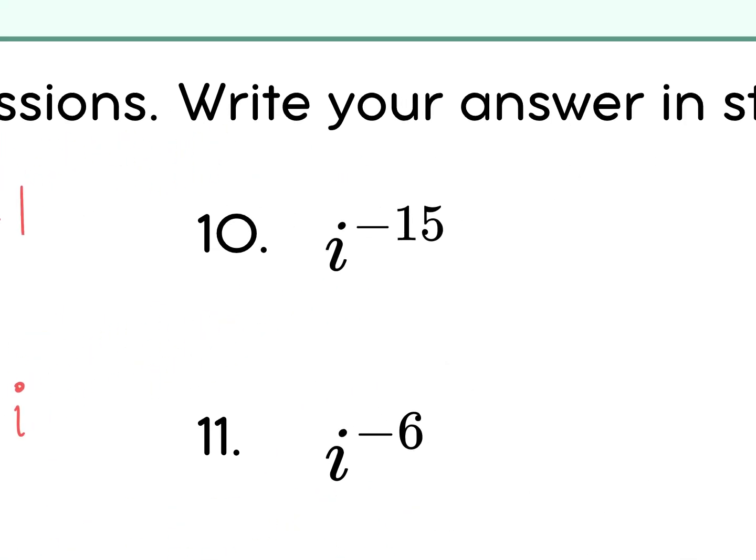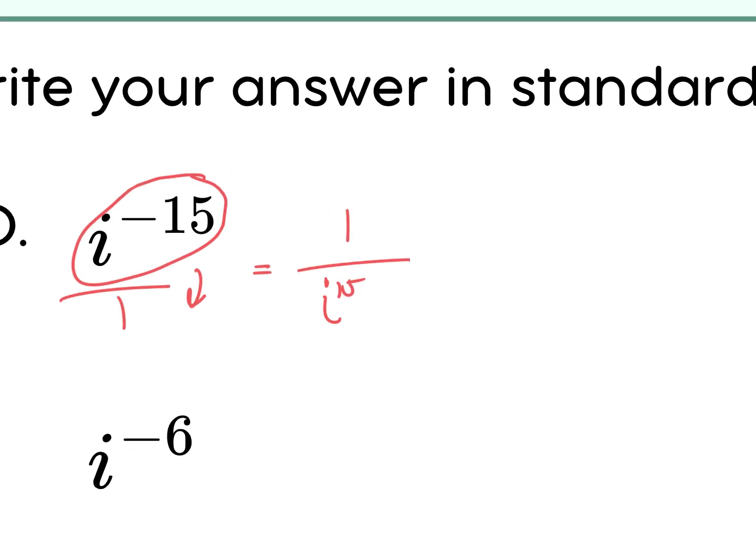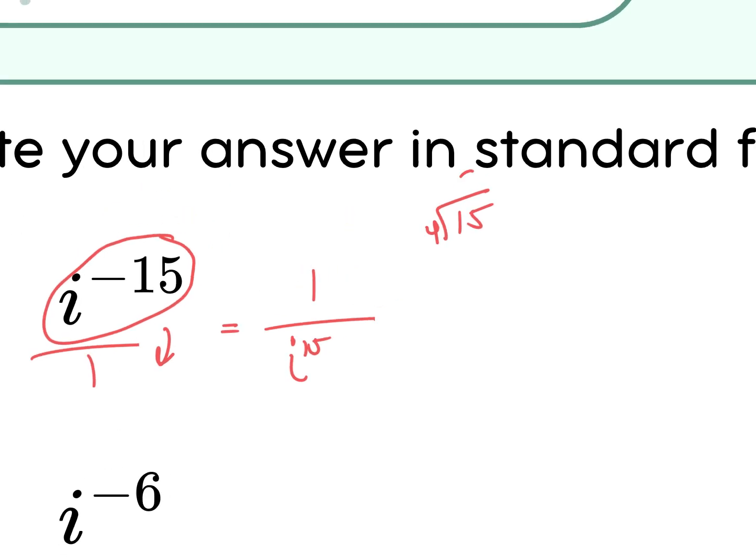What do you guys notice about this one? What does a negative exponent mean I need to do? Put it under a denominator. Perfect. We can't forget our rules here. So this just becomes 1 over i to the 15th power. So take your exponent and divide it by 4. How many times does 4 go into 15 without going over? 3 times, right? So 3 times 4 is 12. What's 15 minus 12? 3. So that's my new exponent.